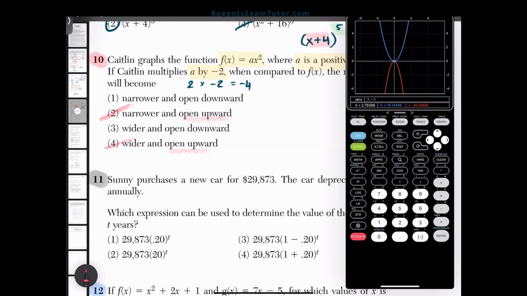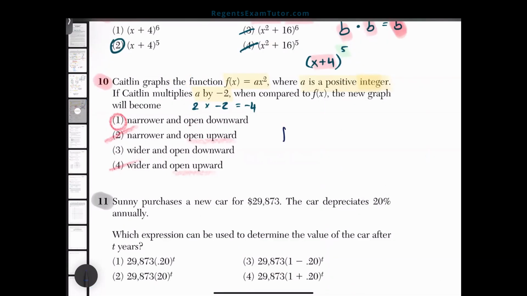So answer choice 1 is the one. That's the one that correctly describes our new red graph that's multiplied by -2. The graph in the picture just shows you the answer. It's that simple. Just for the record, it's the negative in the -2 that makes the new graph point downward, and it's the 2 itself that makes it narrower.